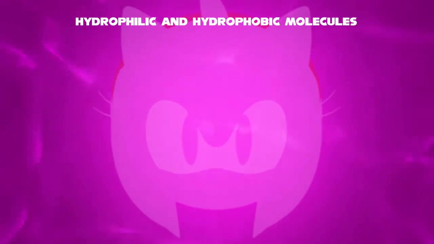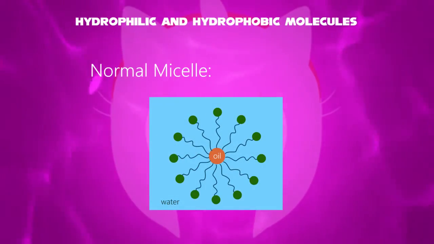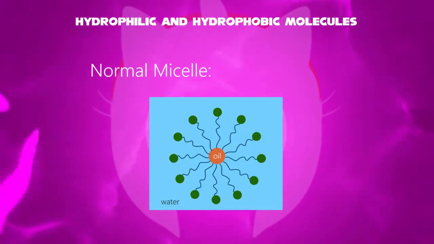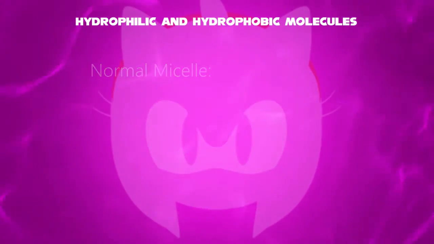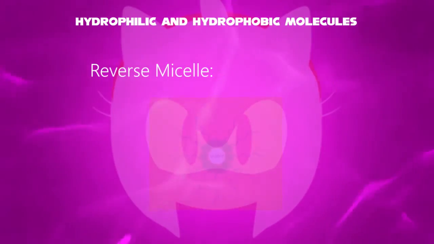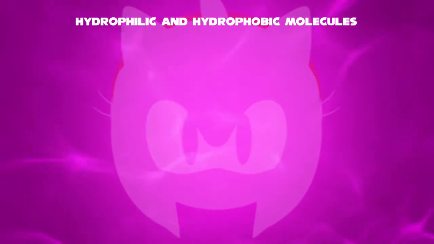In normal micelle, suppose oil and water, the micelles come in contact with oil, just the tail touches the oil. We call this solubilized oil. In reverse micelle, on the other hand, water and oil, the micelles come in contact with water, just the head touches the water. We call this solubilized water. So, you know how the micelles are formed in this substance.